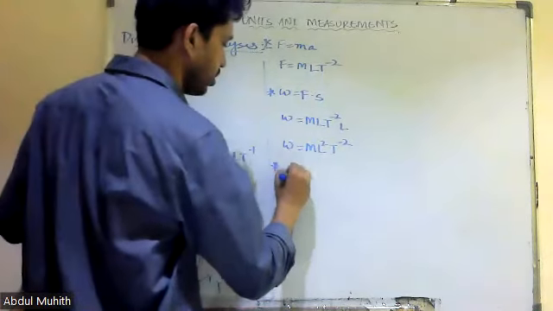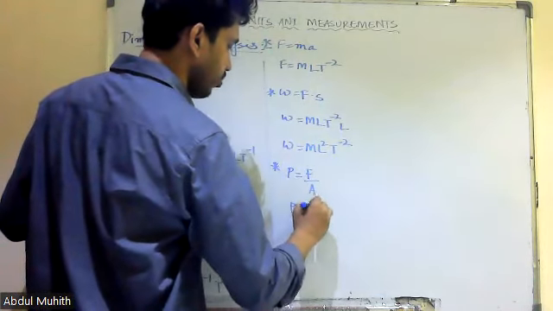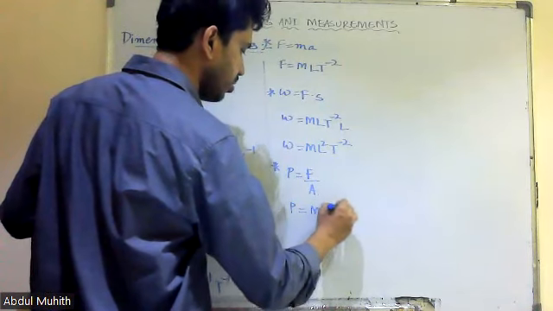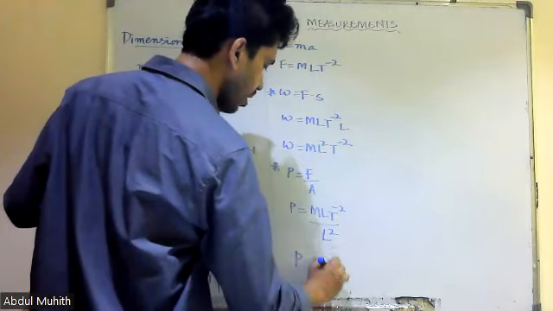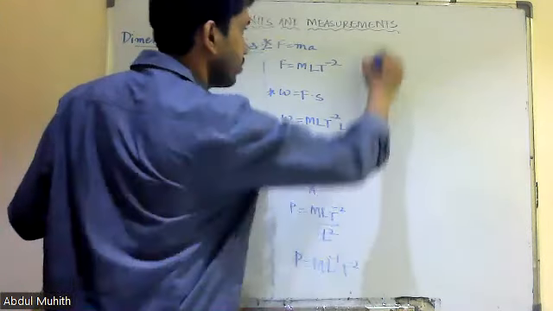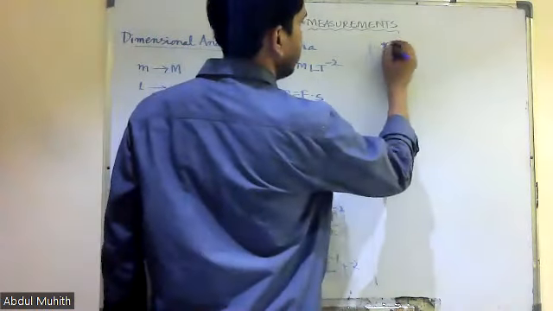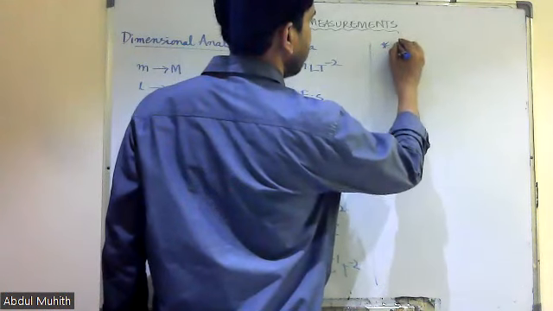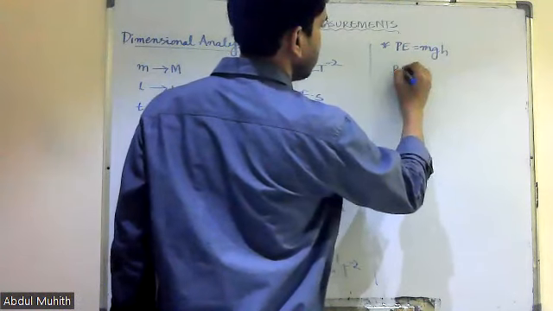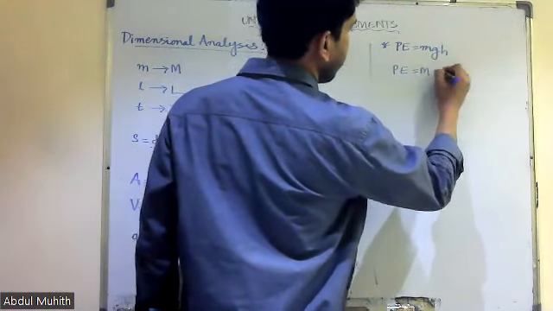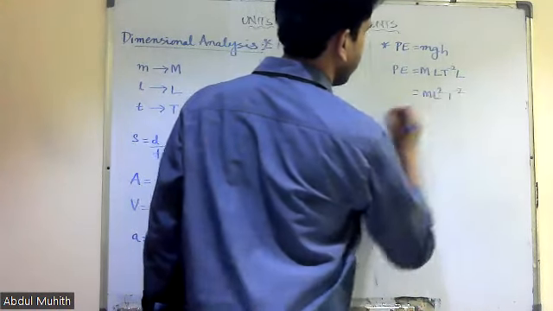Okay, now we will write pressure. Pressure is equal to what? Force per unit area. So pressure P is equal to force, M L T to the power of minus 2, by L square. So when you bring this in the numerator, it will become M L to the power minus 1 T to the power of minus 2. Now, next one is energy, which is equal to mgh. Potential energy is equal to mgh. So potential energy is equal to M L T to the power of minus 2 into L. So that will become M L square T to the power of minus 2.